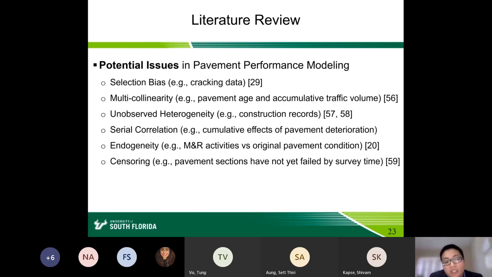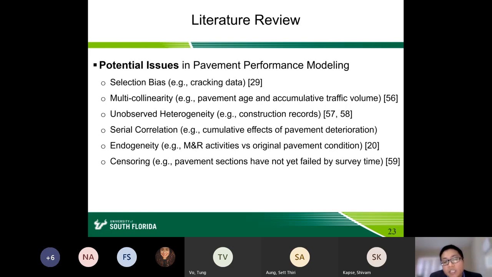Also, for the endogeneity issue, since AC overlay is designed by highway engineers, the engineer will design the overlay policy based on the previous pavement condition and the traffic. If the previous pavement condition is bad and the traffic is heavy, maybe the overlay thickness will be thicker. So the overlay thickness variable or overlay design is an endogenous variable. So we need to address that.